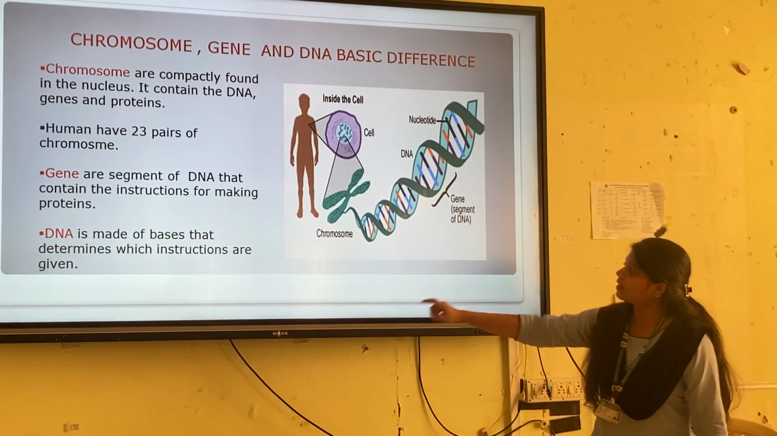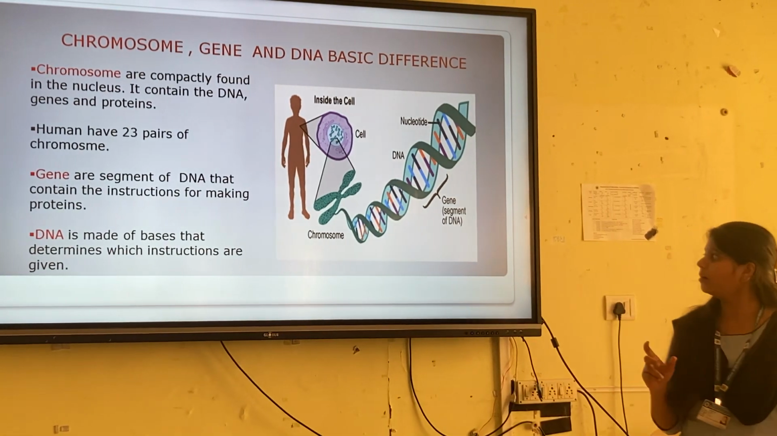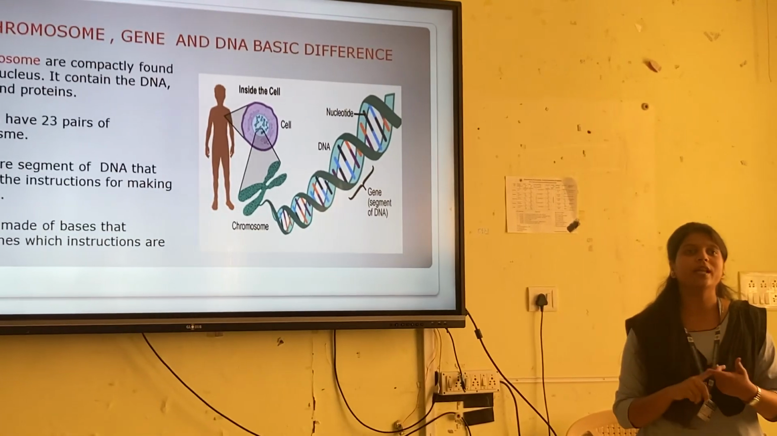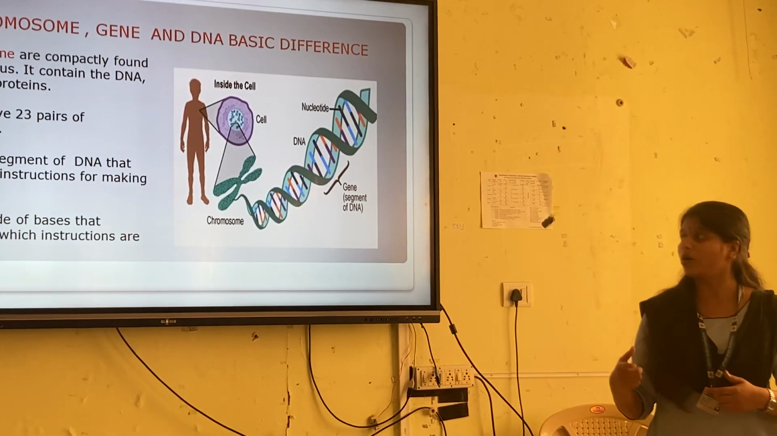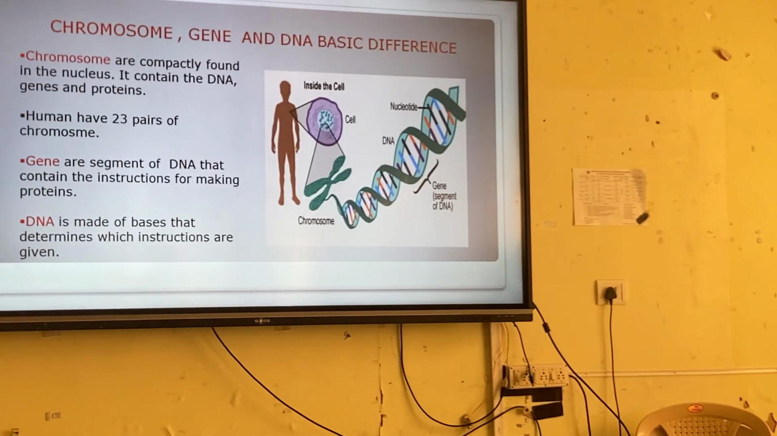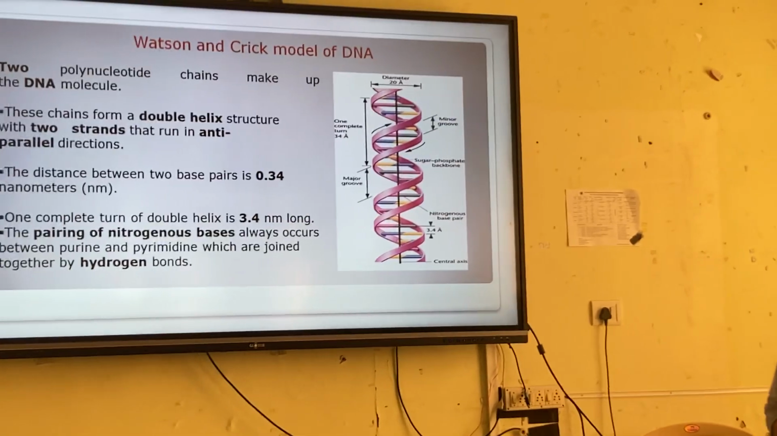Then we have the other term, that is DNA. So DNA is the term that includes the bases. Bases means there are purines and pyrimidines that we will talk about in the next slides. So I have a video to make you understand more clearly. So let's discuss the Watson and Crick model of DNA.